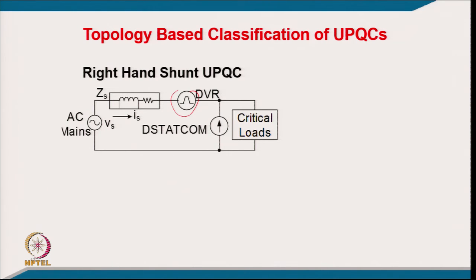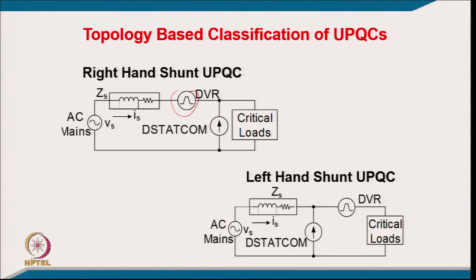If you put the D-STATCOM on the other side, we will discuss that with another topology. Here the voltage rating of the D-STATCOM is minimum and the DVR current rating is also minimum. That is the reason the rating of the overall UPQC will also be minimum. So this is the preferred topology for UPQC as far as the distribution system is concerned.